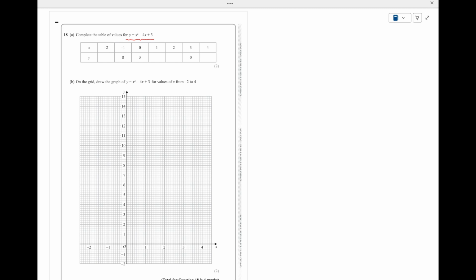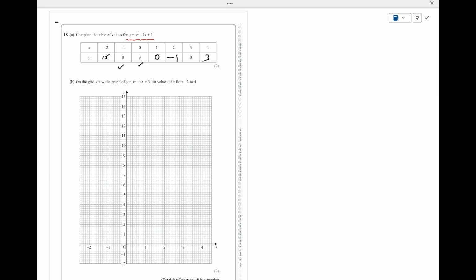I want x to be minus 2, in which case I get 15. Now I'm going to check. I'm going to put x as minus 1 in, and it does give me 8. So I know that I'm getting the formula right in my calculator. I'm going to put x as 0 in, and it does give me 3. So I'm feeling pretty good about this. x is 1, gives me 0. x is 2, gives me minus 1. x is 3, let's check. Yeah, I get 0. And x is 4, gives me 3.